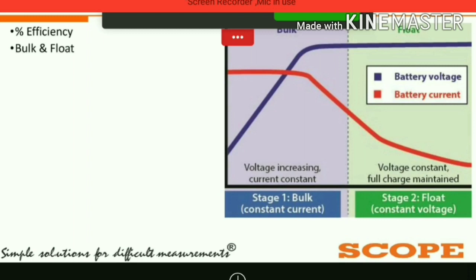Initially, when the voltage is relatively lower during charging, we can see the battery is charging at constant current. For that, the voltage is increasing. Now, when the voltage reaches a stable value, after that we charge the battery at constant voltage. So the voltage remains constant here and the full charge is maintained.